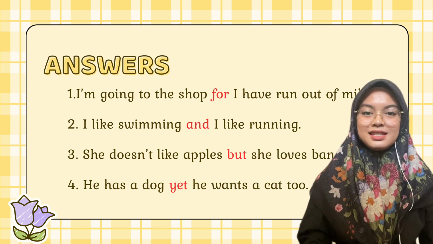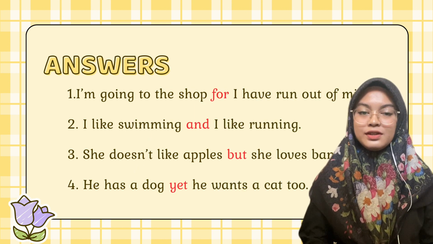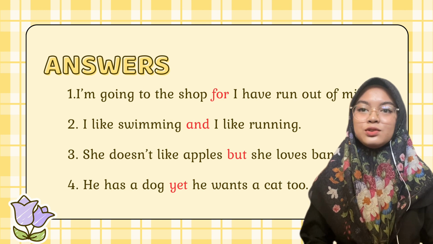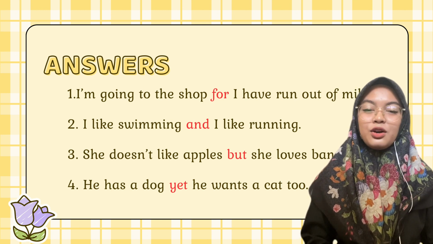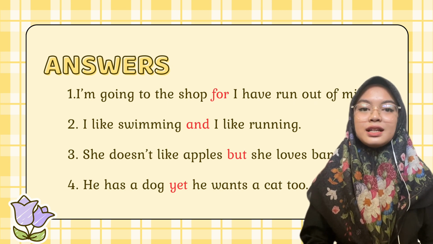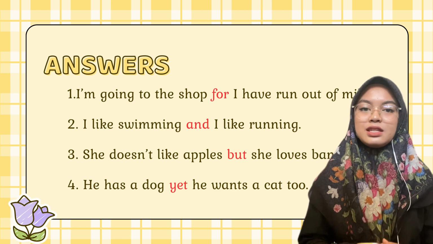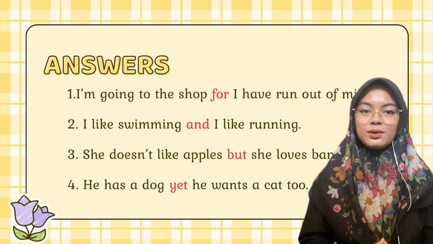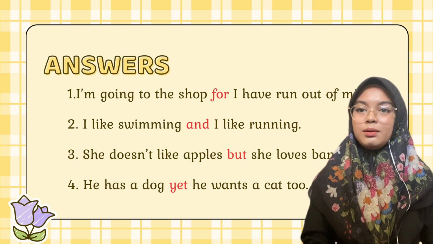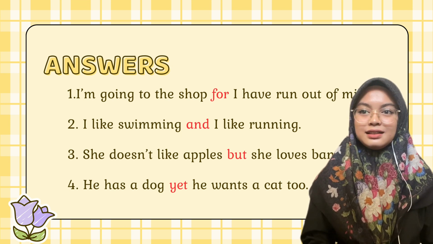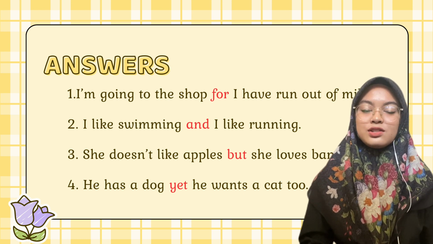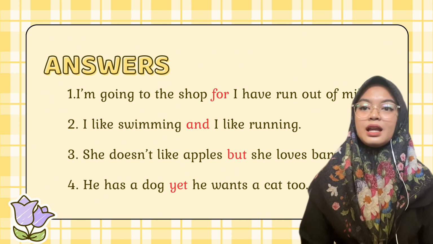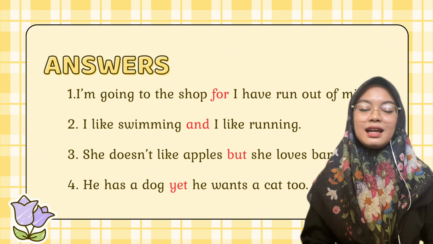Let's check your answers. So, for the first question, I'm going to the shop, for I have run out of milk. We use the conjunction "for" to connect these two independent clauses together. Next question, I like swimming, I like running. So the correct way to join the two independent clauses together is by using the conjunction "and." I like swimming and I like running.